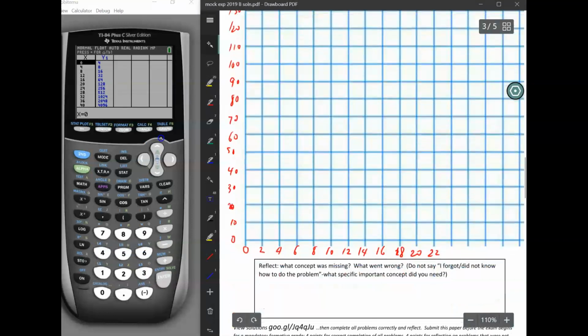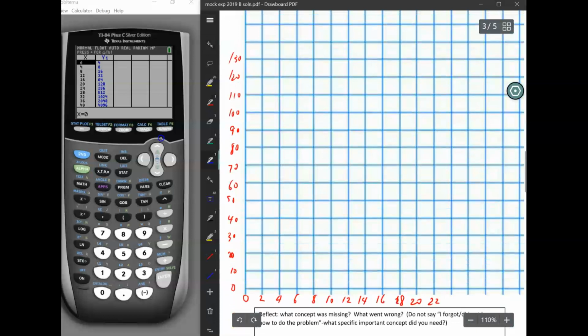Okay, so the first point is 0, 4. Graph in blue here. 0, 4 is about there, and 4, 8, and 8, 16, and 12, 32, and 16, 64, and 20, 128. Okay, and that's the last point we want to graph.